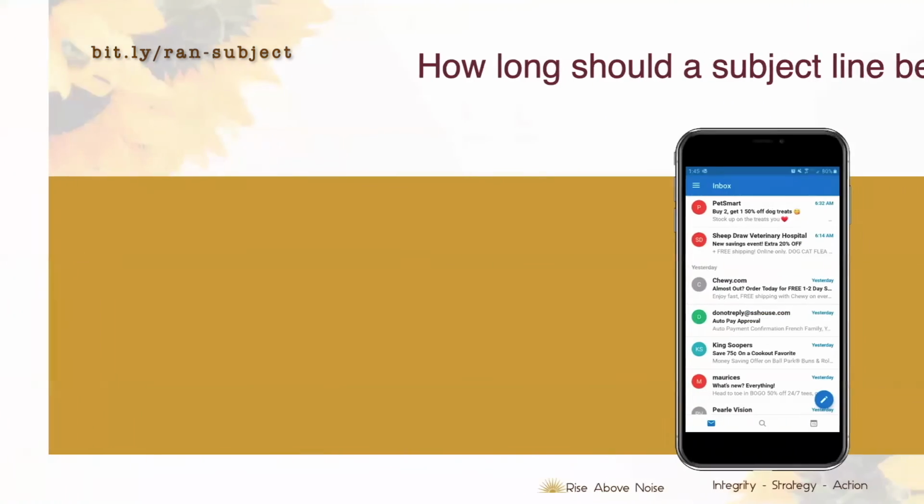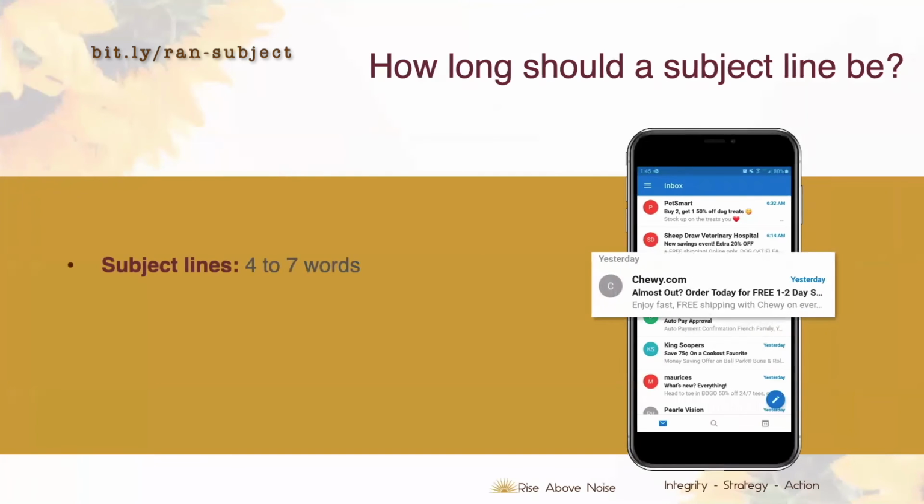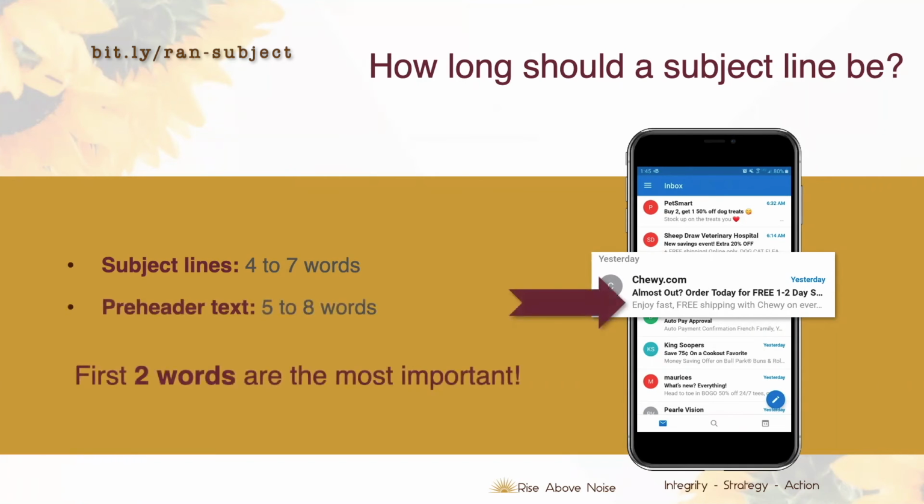Okay, so the first question: how long should a subject line be? I want you to keep your subject line to 4 to 7 words. And then the length of the pre-header text is also going to matter. For that, a little bit more space, 5 to 8 words.